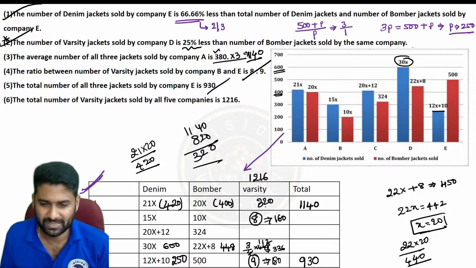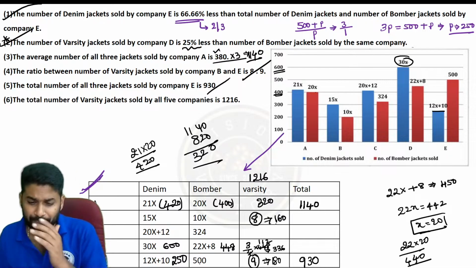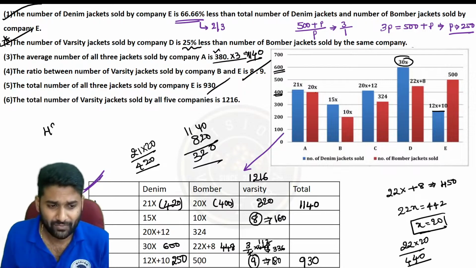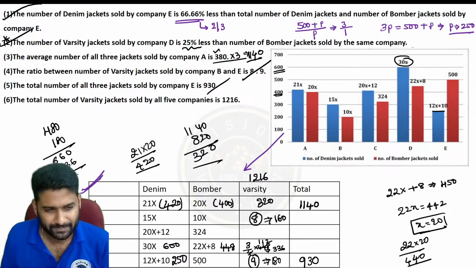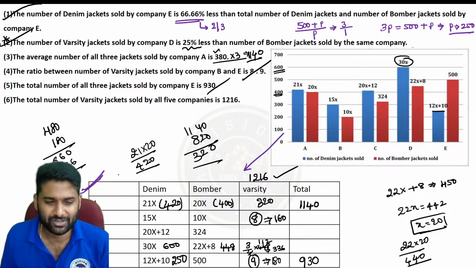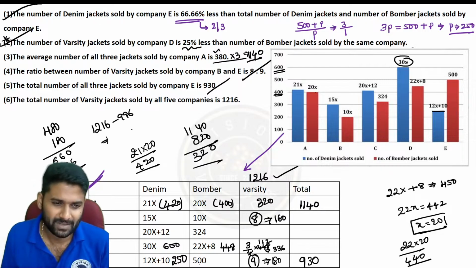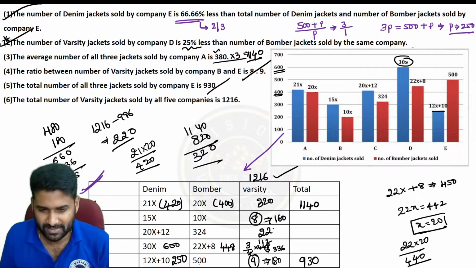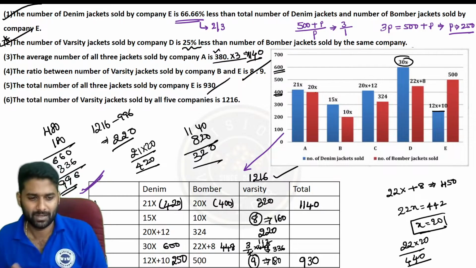Now the sum of all these numbers, 320 plus 160, is equal to 480. So 480, and 180 again, if you add it, becomes exactly equal to 660. 660 and 336 make 996, and the total value becomes 1216, right? 1216 minus 996, so the total value becomes exactly equal to 220. Now you will get this, the value of 220. Now move on to the next one.